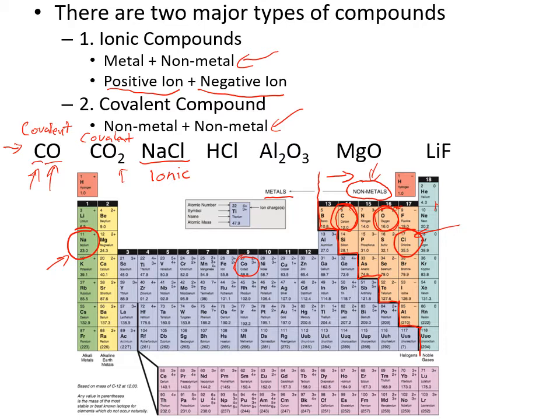Okay. Next one, we have a really tricky one. We have HCl. H is here and Cl is over here. But I want us to remember that H, or hydrogen, is going to be a non-metal. Since hydrogen is a non-metal, and Cl is also a non-metal, we just talked about it again, it's going to be covalent.